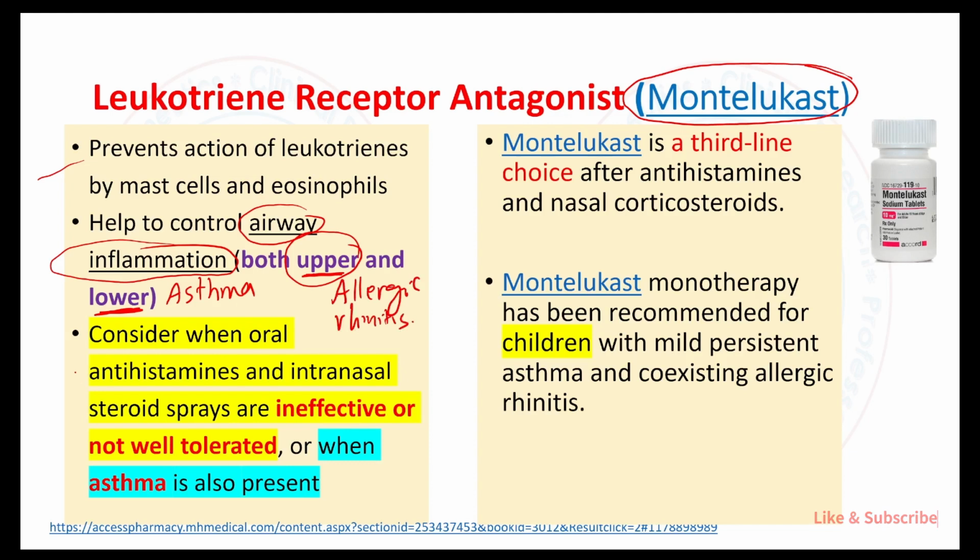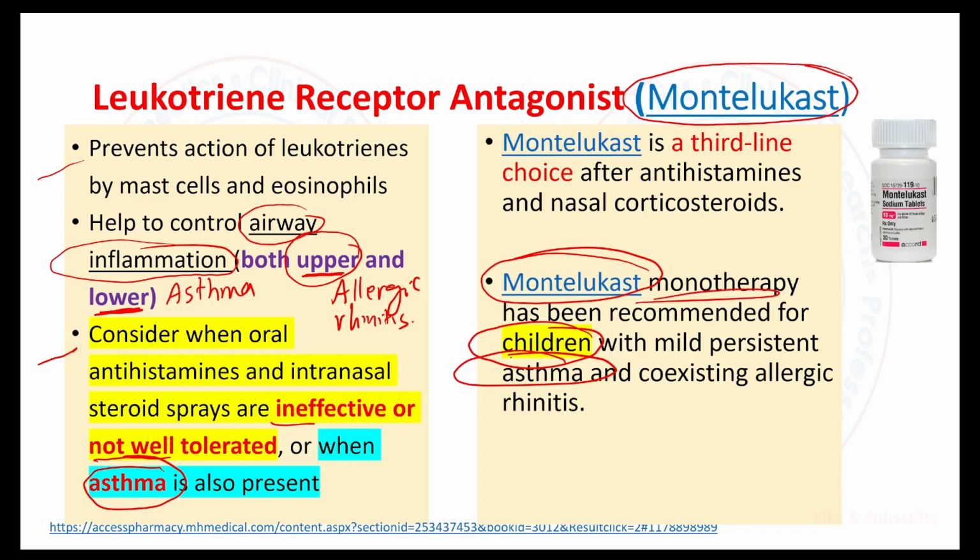Consider it when the oral antihistamine and intranasal cortisone are ineffective or not tolerated, especially if we have patients who suffer from asthma and allergic rhinitis. If we have children, for example, who suffer from asthma and allergic rhinitis, montelukast will be the drug of choice for this patient. This will be a great choice. But speaking in general, for allergic rhinitis, montelukast is not the first choice. It could be third-line treatment.